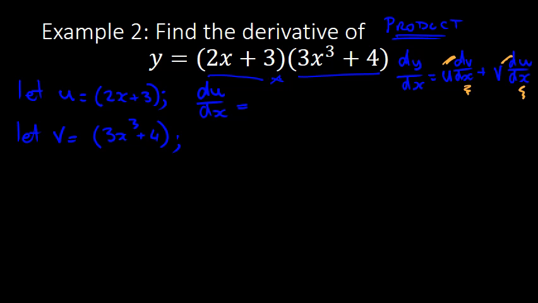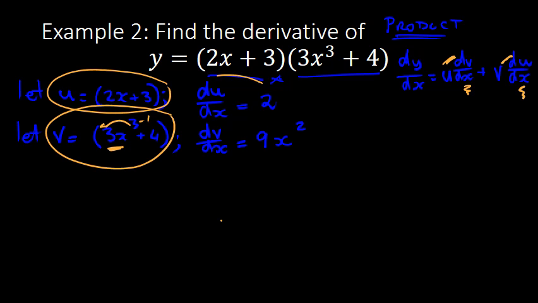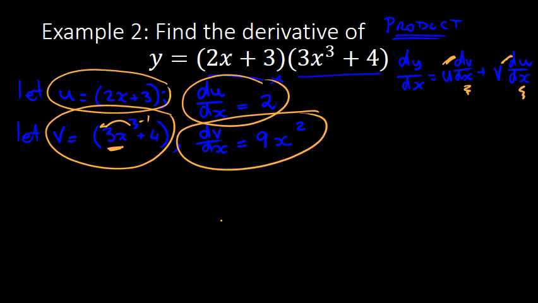The derivative of u then, with respect to x, is going to be the number 2, and the derivative of v with respect to x is going to be 9x squared. That is to say, we bring the 3 down the front and we'll get 9, and we drop the power by 1 to get 2 up top. So the approach we take when we use the product rule is that we need these 4 values, or these 4 expressions, that allows us to put the solution together.